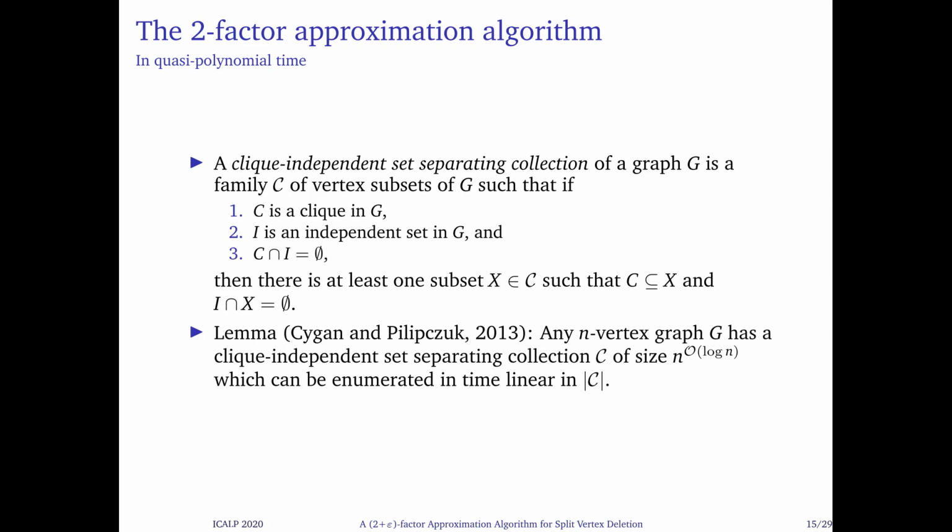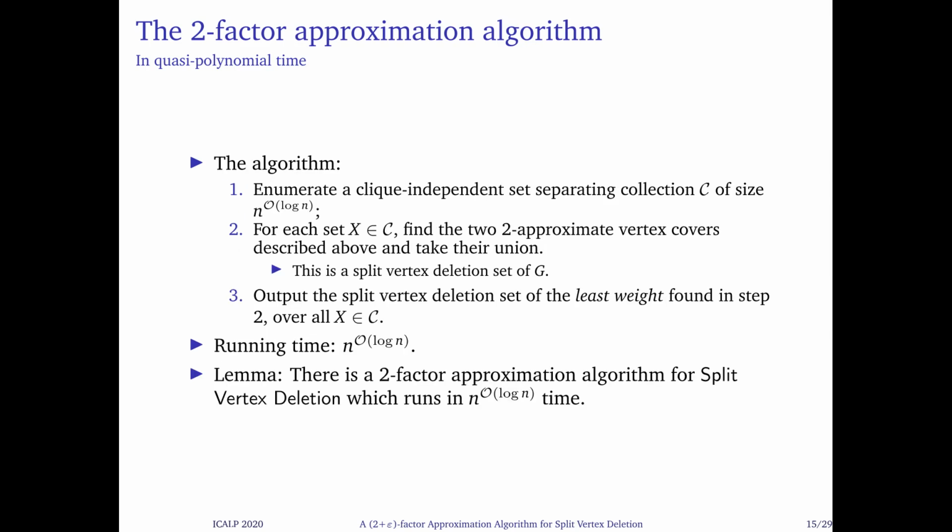Sigan and Pilipchuk showed in 2013 that any n-vertex graph G has a clique independent set separating collection of size n to the order log n, and one can enumerate such a collection in time which is linear in the size of the collection. So now we have the algorithm for our problem.